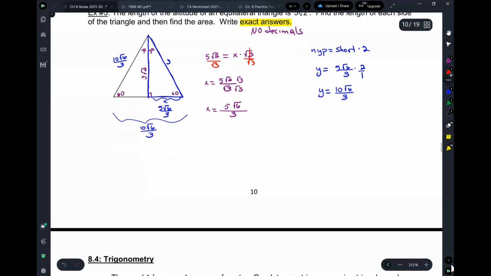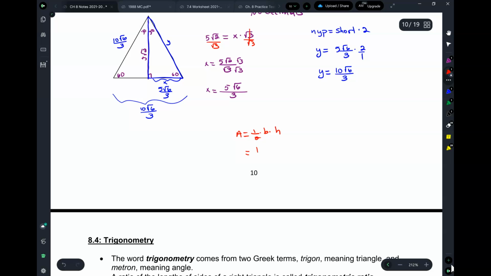So now let's find area. Area is half times base times height. So this is half times the base, which is this entire side, 10 root 6 over 3. The height is 5 root 2. Do you see what I'm doing here? I'm compartmentalizing. I'm only taking one element at a time, because if I think about the whole thing at once, then it's overwhelming and confusing and very, very frustrating. All right?